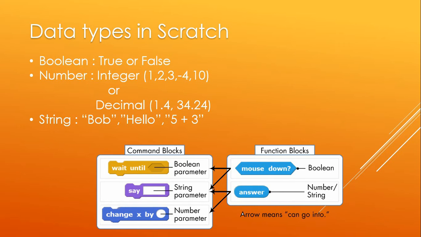Okay, data types in Scratch. There are 3 basic data types in Scratch. There is the Boolean type, which only has 2 values that it can hold. That is true or false, yes or no, 1 or 0.